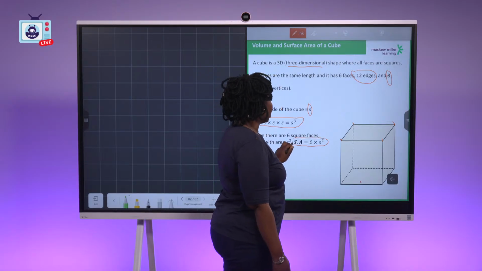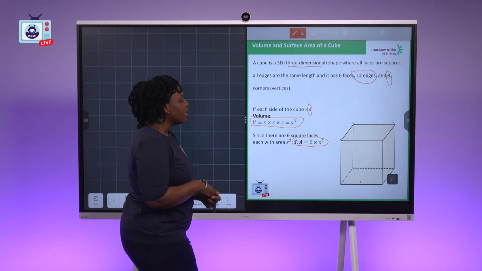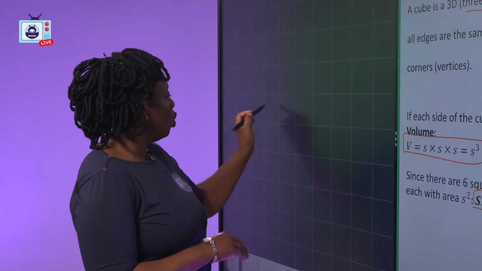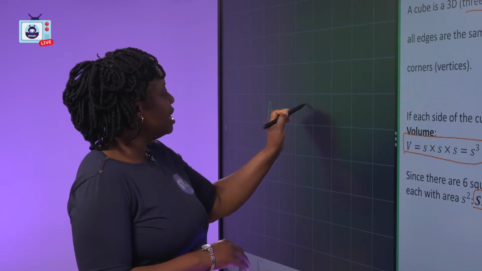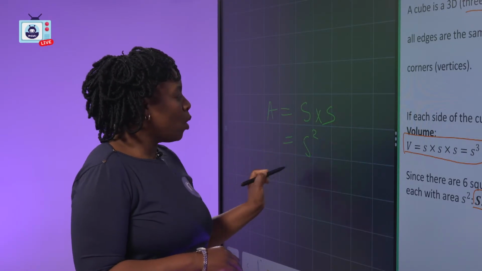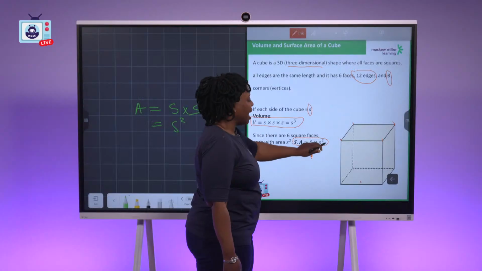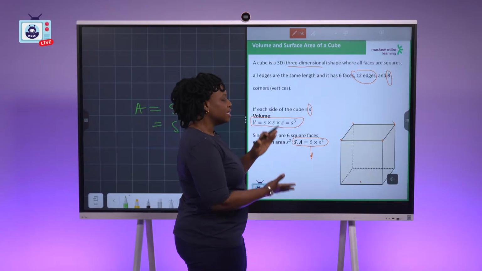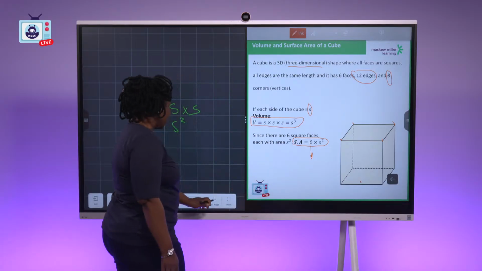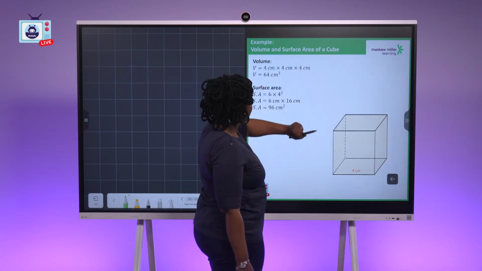That also applies when you are calculating the surface area. You just take your 6 sides and multiply by the area. The area of a cube is always written as S times S, which is the same as S squared. That's why here we have 6 multiplied by S squared. What is 6? The sides of the cube are literally 6 when you look at them together.